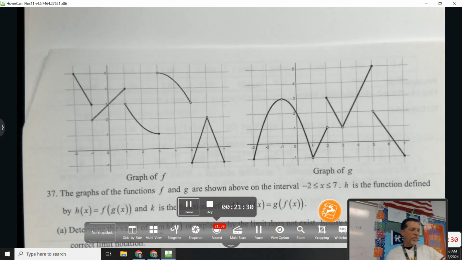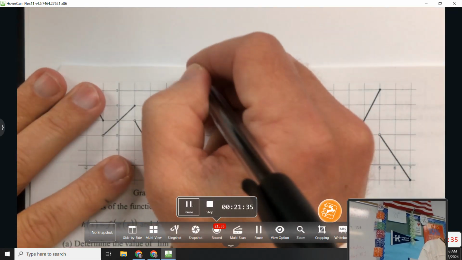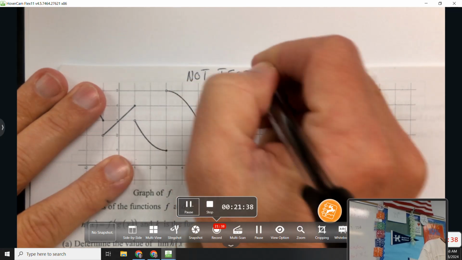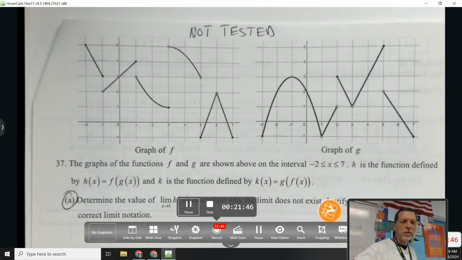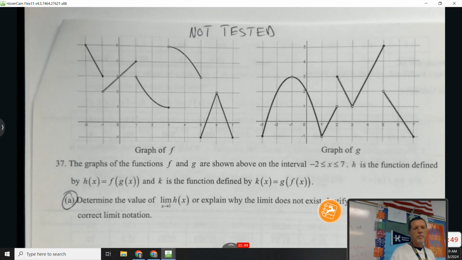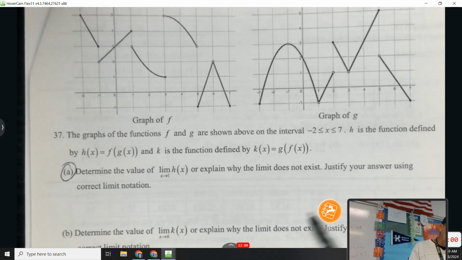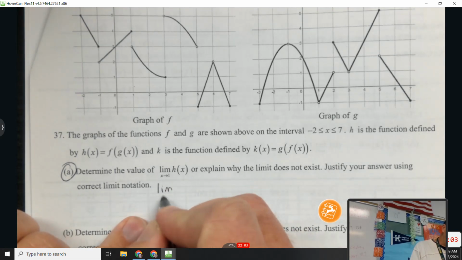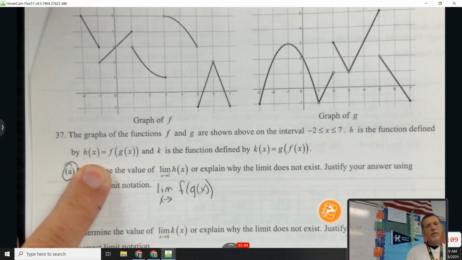Okay, 37. Well, it looks terrible, but it's not really that bad. I will say, not tested, but I do want to do a couple of these together because these are interesting. Should probably put them on a bonus, but I don't know if we will or not. Determine the value of the limit as x approaches 1 of h of x, or explain why it doesn't exist. Okay, be careful. There's not a picture for h of x because it's f of g of x, as x approaches 1.